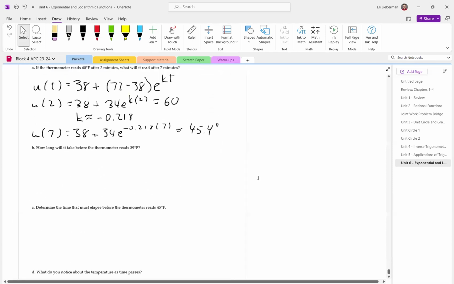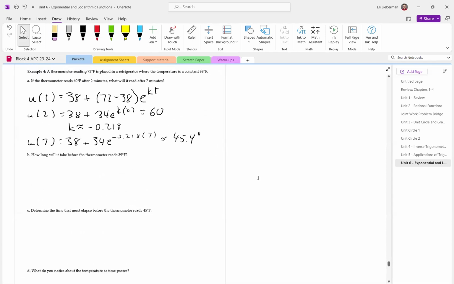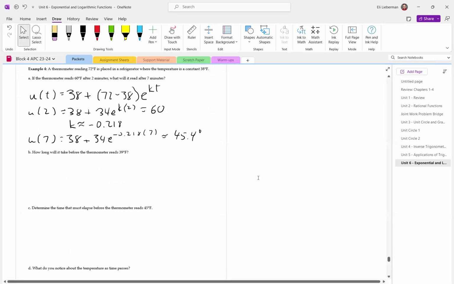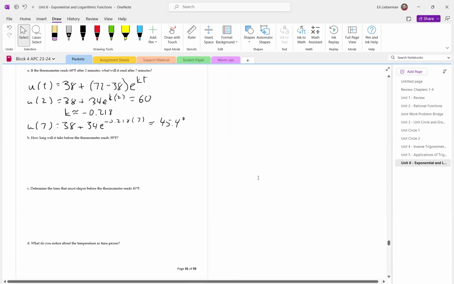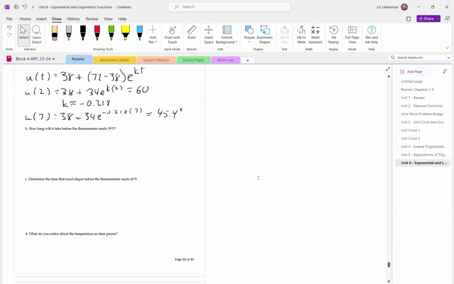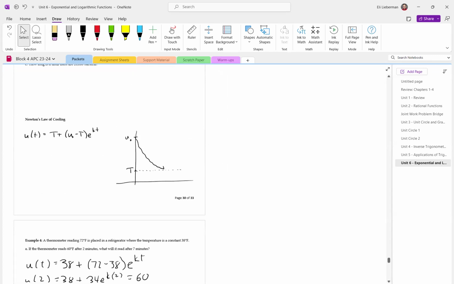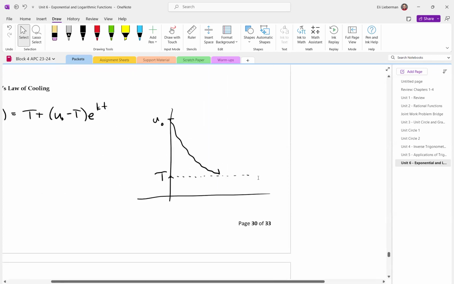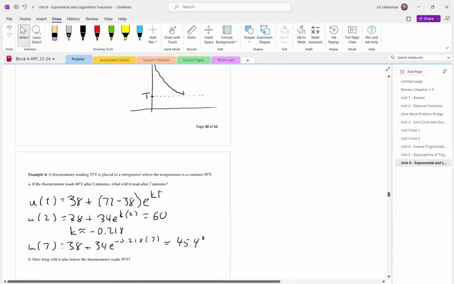Yeah, let's see, can you imagine how to do this? How long will it take before the thermometer reads 39 degrees? Is that equal to 39? And for the other one, is that equal to 45? What do you think they want you to notice as time passes? Temperature decreases to room temperature. But that's just the whole idea. I think once you have the concept, it all just falls into place, I hope. It started at 72 degrees and it is coming down. We're able to figure out that rate, so you can get all that other information about it.